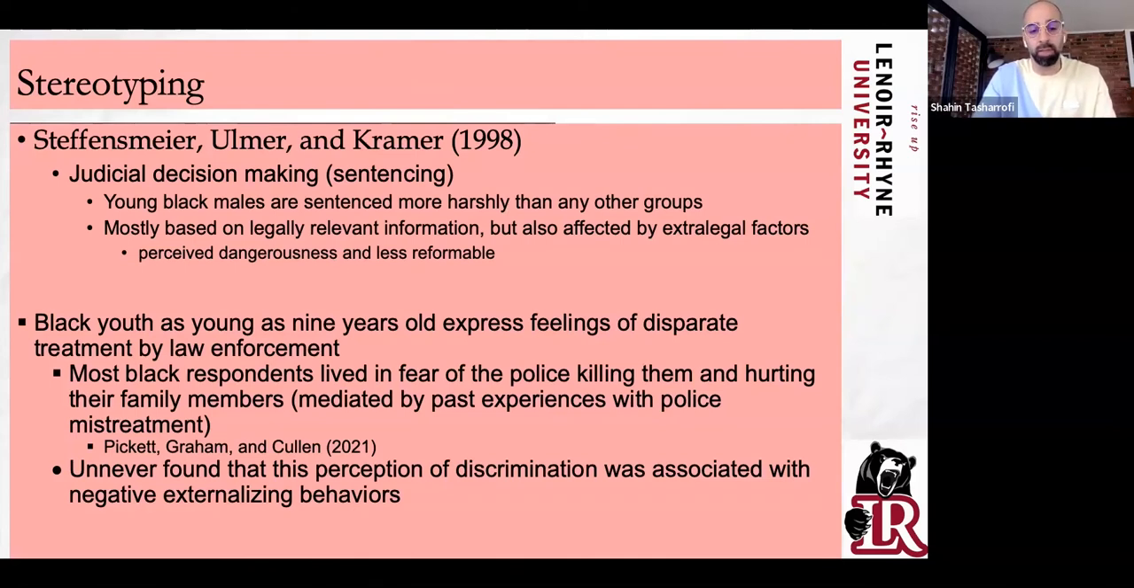Other researchers found that this perception of discrimination can be associated with negative externalizing behavior. And we know from sociological and criminological theories, like labeling theory, that individuals who perceive themselves as dangerous or discriminated against, or basically anything that negatively affects their self-image, might be more likely to engage in antisocial behavior and engage in crime in general because of that perception.